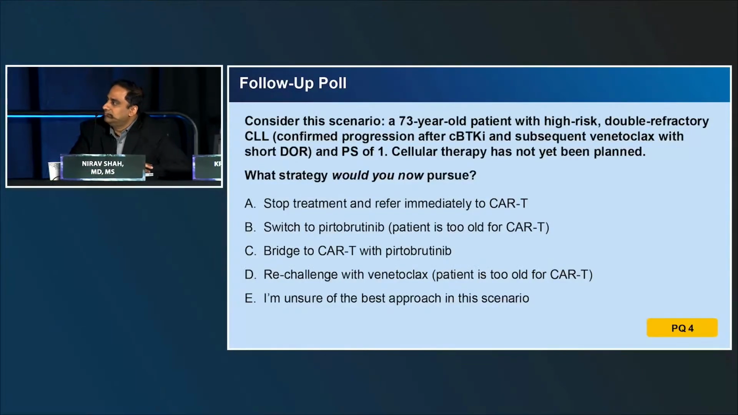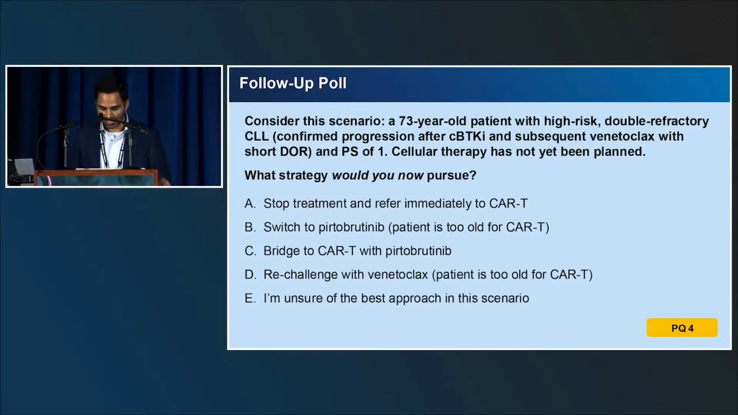Great, thank you. And so before we switch to mantle cell, I'll just ask you guys to revisit case number 2.